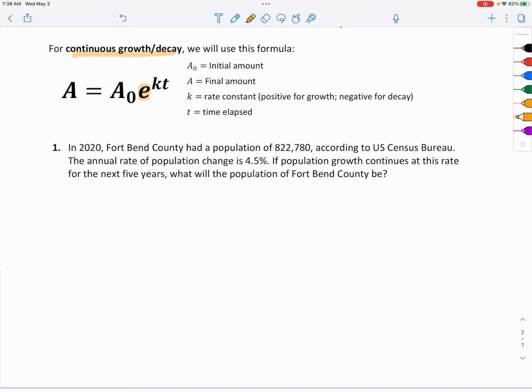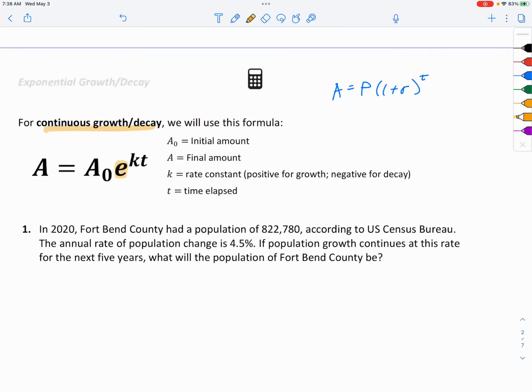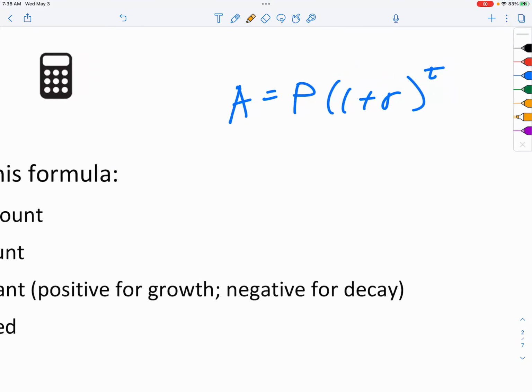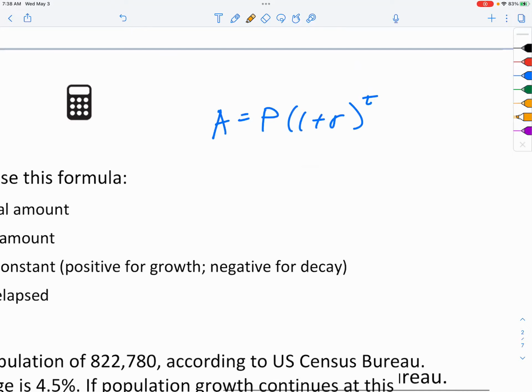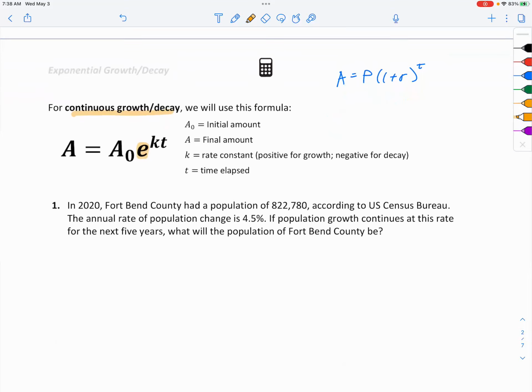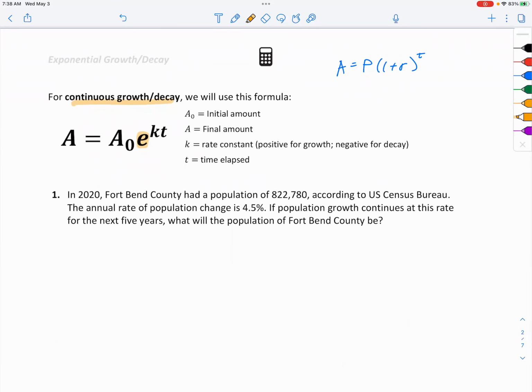All right, so that's the difference between this equation and the previous equation that we saw earlier, right here. The main difference is this: you have to wait a certain amount of time to have the increase or decrease. But for this one right here, it is happening at every single second. That's what we call continuous growth or decay.